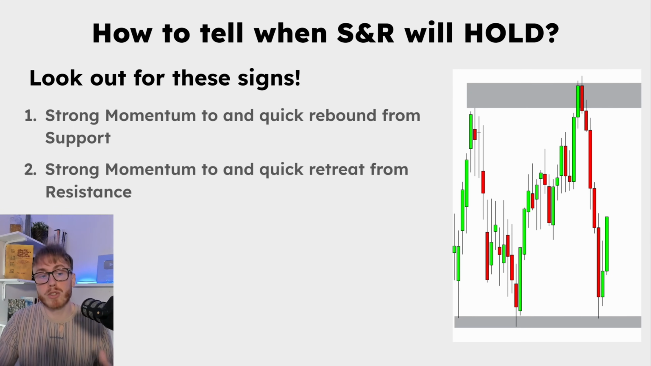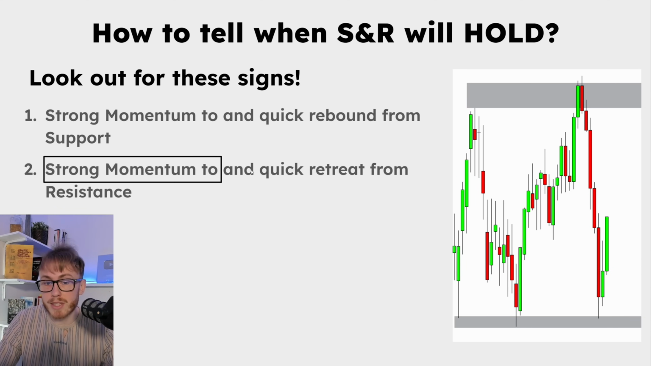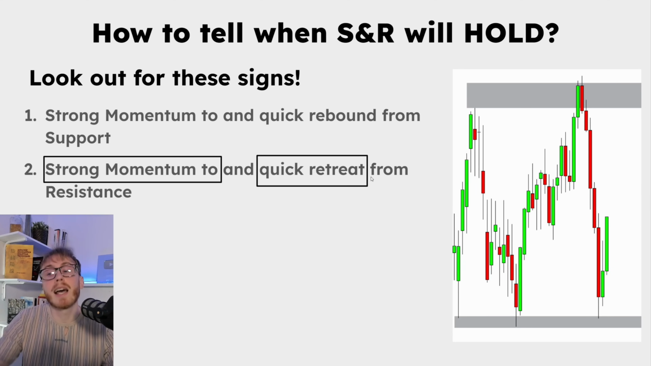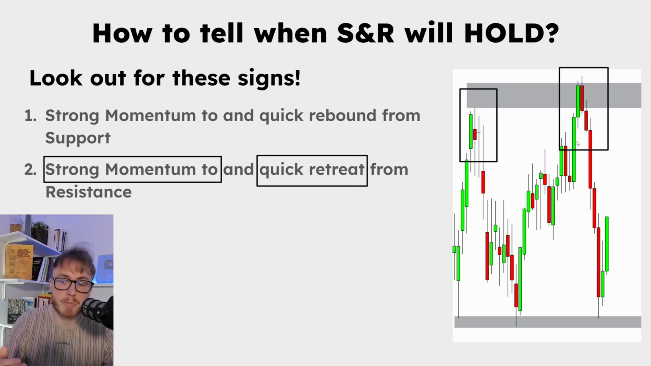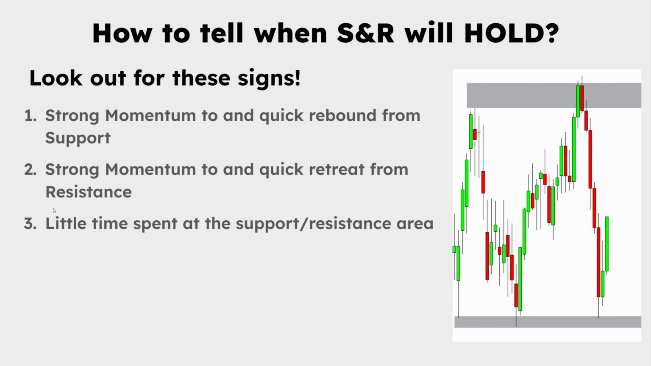And the opposite is, of course, also true for the resistance. We want to see strong momentum to the resistance and a quick retreat away from the resistance. So here and here are two good examples of this. And the last thing I'm looking out for is that I want to see little time spent at the support and resistance area. So remember from the earlier signs we talked about, a sign of breakout was when the price was hugging the support or resistance and hovering around that level. So this is basically the opposite. We want the price to just quickly come up to the support or resistance and then shoot away.